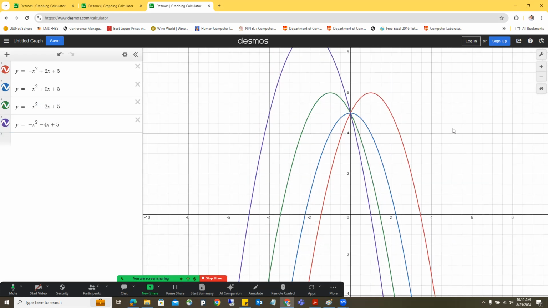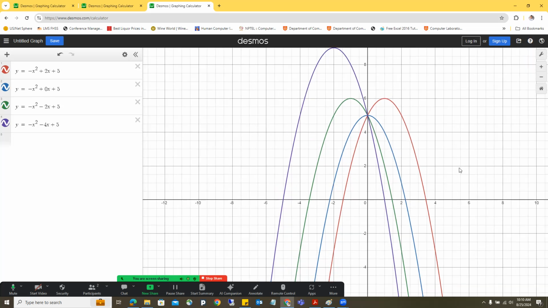Okay, it's kind of a very complicated one. See what has happened here. The red color one is minus x squared plus 2x plus 5. So all the a values are negative now, which means all these graphs are concave down. That's fine. Now we are only comparing the b value.